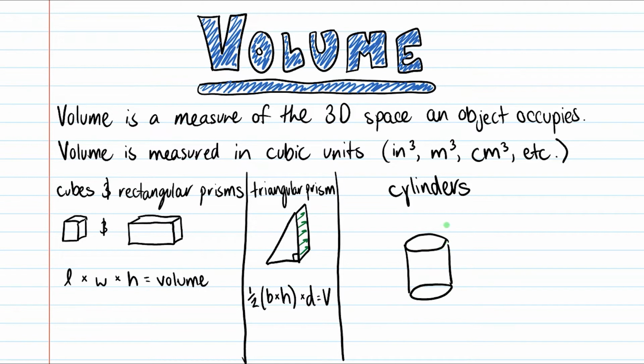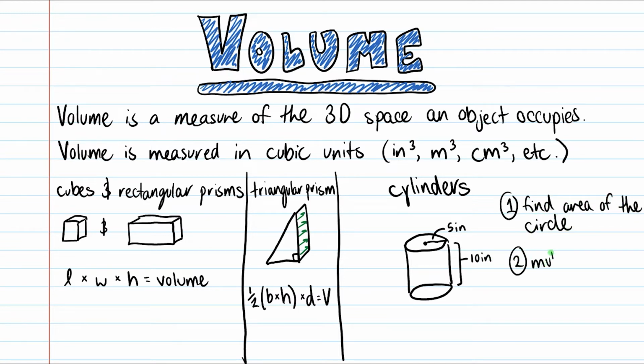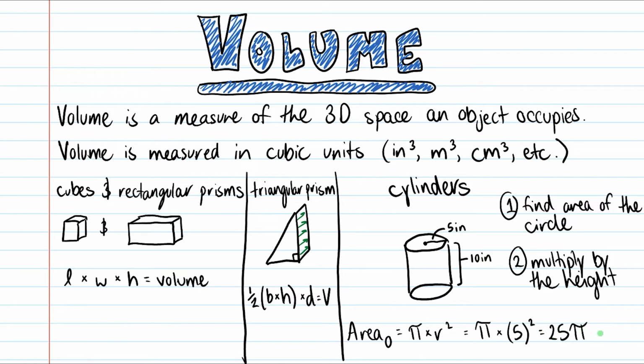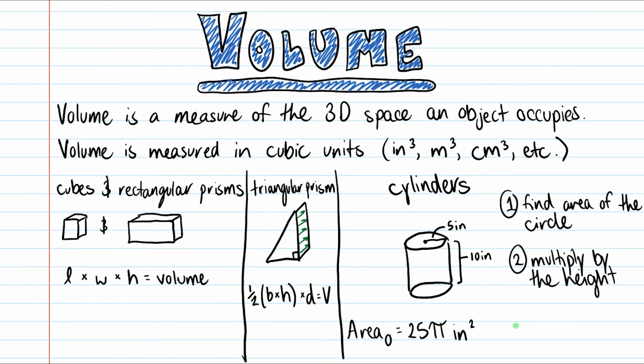What about for a cylinder? Let's say the cylinder has a radius of 5 inches and a height of 10 inches. Step one is going to be to find the area of the circle face, and then step two will be to multiply by the height, which is almost like the depth that the circle travels, kind of like the triangular prism. The area of that circle is going to be 25 pi inches squared. Then we're going to take that and multiply times the 10 inches, that's the height of the cylinder. And so the volume is 250 pi cubic inches.